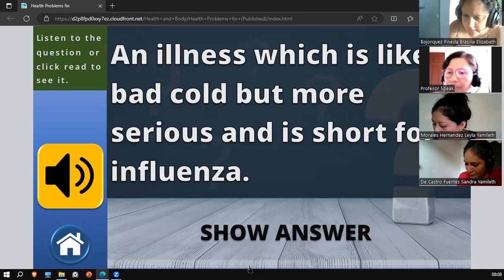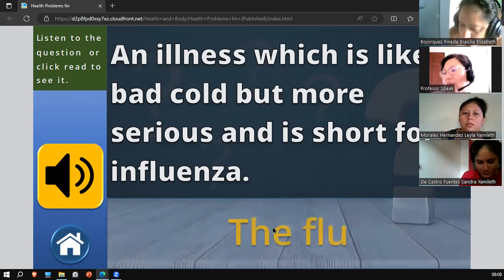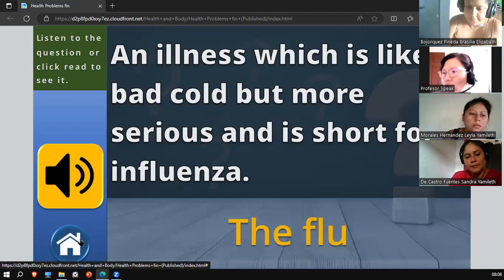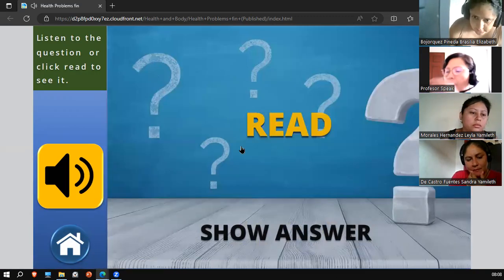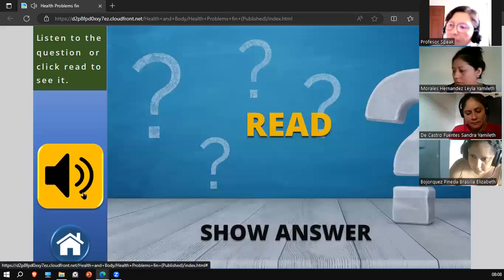Brasilia, I'm sorry. The flu. Muy bien, correct, right? The flu, that is correct. So it's short for influenza. Very good. Number 7. Lung inflammation caused by bacterial or viral infection.